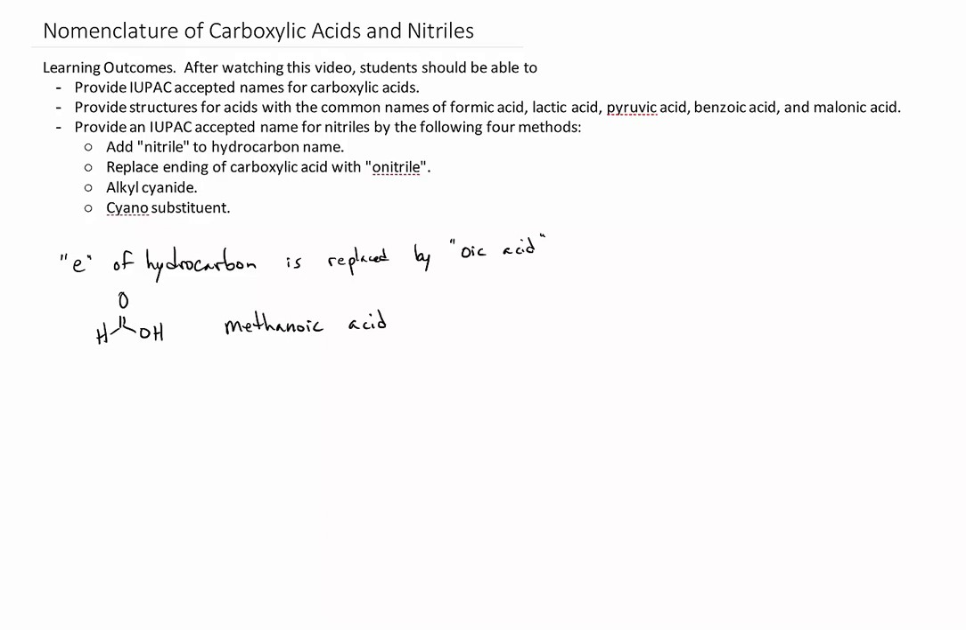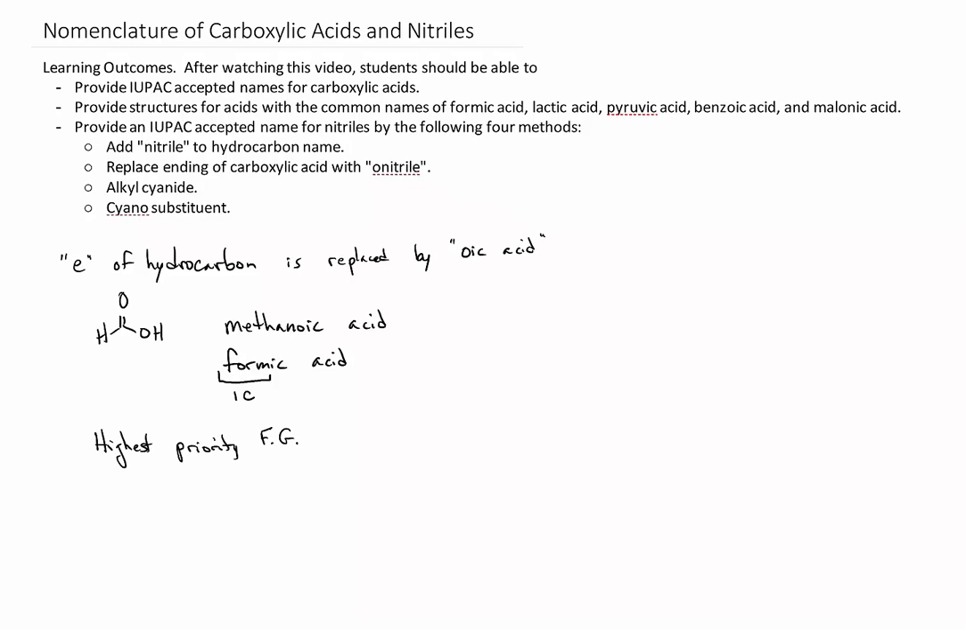Now it turns out that carboxylic acids have common names to which they are usually referred, and this one has a common name of formic acid. I don't think you'll hear anyone really calling it methanoic acid, but formic acid refers to a 1-carbon acid. So the form tells you that there's 1 carbon present in the carboxylic acid.